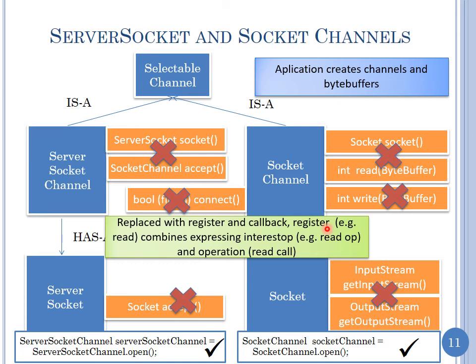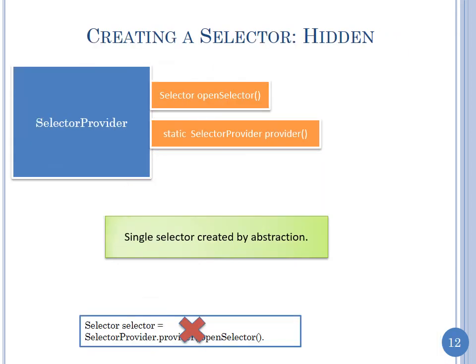We can have different kinds of registration methods for each operation, and the callback will just replace the read call, or any other call. We don't have to create selectors ourselves. We're going to have a single selector. We're going to follow the ROC's philosophy of having a single selector.